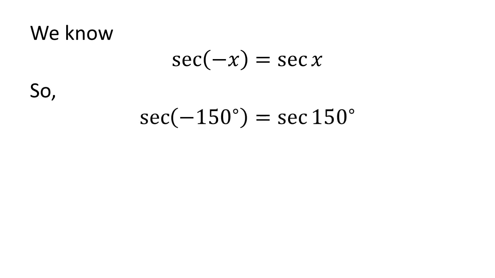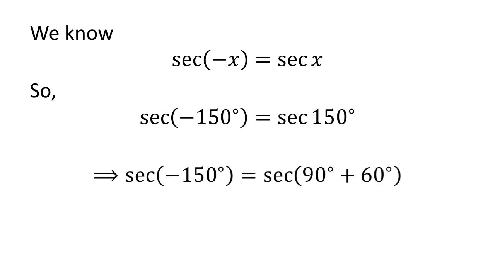Let us apply the above identity for secant of minus 150 degree. Here x is 150 degree. So secant of minus 150 degree is equal to secant of 150 degree. As 150 degree is equal to 90 degree plus 60 degree, so secant of minus 150 degree is equal to secant of 90 degree plus 60 degree.